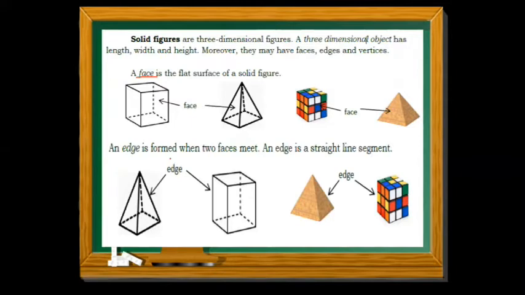And then an edge is formed when two faces meet. An edge is a straight line segment. Okay? So yung edge naman ay parang sa Tagalog is yung kanto. Parang sa lamesa, kanto ng lamesa. So, yan yung side niya. For example, this one, ito naman yung figure niya. And sa edge naman, this one, yung edge niya.